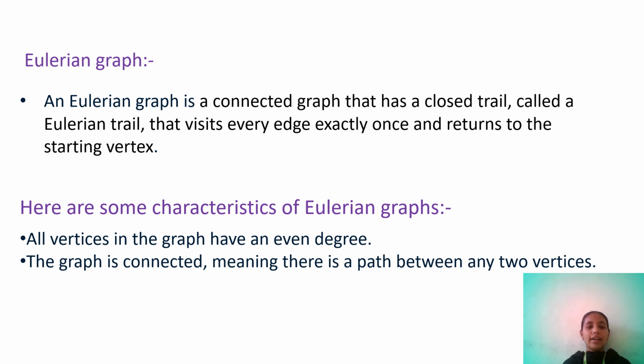Eulerian graph. An Eulerian graph is a connected graph that has a closed trail, called an Eulerian trail, that visits every edge exactly once and returns to the starting vertex. Here are some characteristics of Eulerian graph. All vertices in the graph have an even degree. The graph is connected, meaning there is a path between any two vertices.